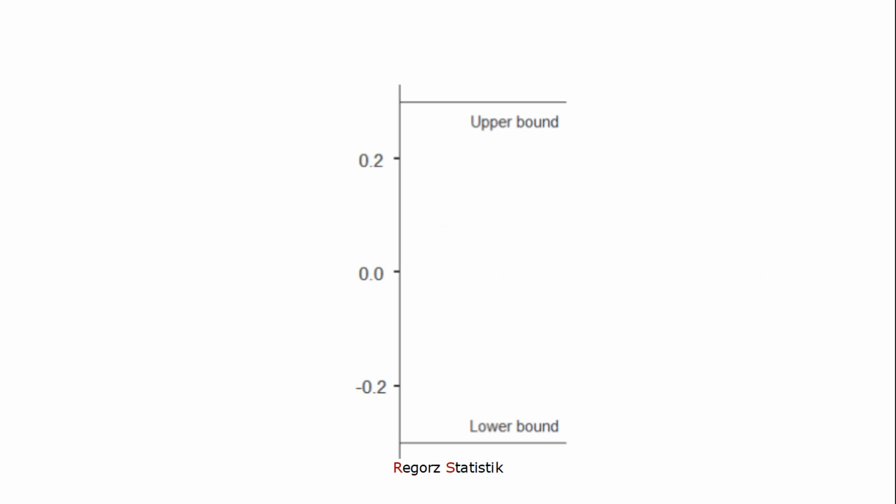So for our effect size, we set a lower bound and an upper bound, and we test whether our effect size lies within those boundaries. There are two ways to run an equivalence test. The first one is running two one-sided tests. One tests that our effect is smaller than the upper bound, and the second that our effect is higher than the lower bound. And if both one-sided tests are significant, we would conclude that our effect lies within those boundaries and therefore is equivalent to zero.